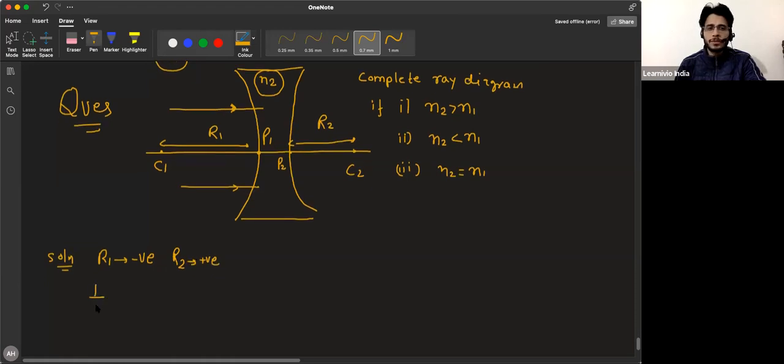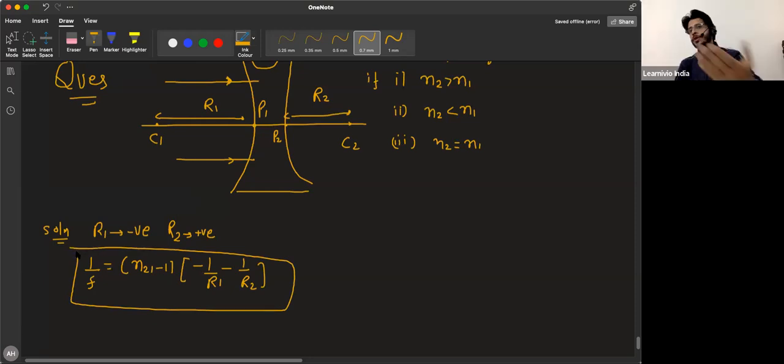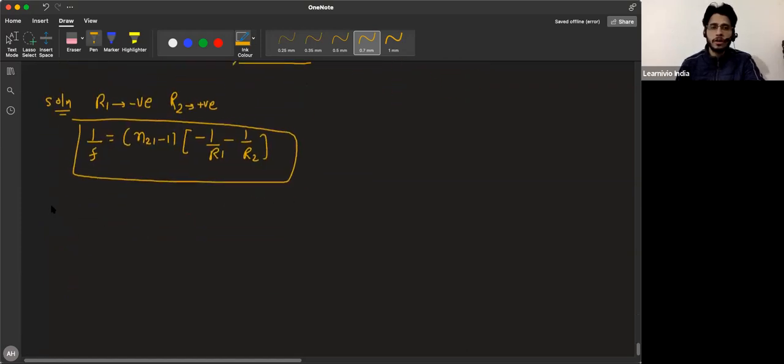So when I apply the Lensmaker formula, I get 1 by f is (n21 minus 1) times (minus 1 by R1 minus 1 by R2). In the Lensmaker formula we write 1 by R1 minus 1 by R2, but R1 is negative, that's why it is minus 1 by R1, and R2 is positive, so minus 1 by R2. So this is the focal length. If your focal length comes out to be negative, then the lens will diverge. If it comes out to be positive, then your lens will converge. So let's check all cases one by one.